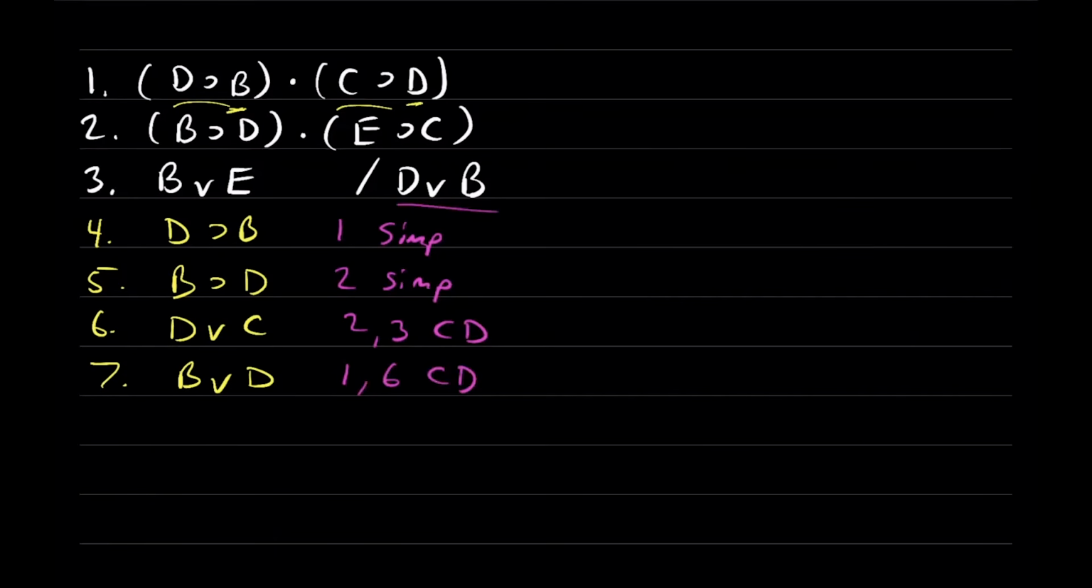Now we're close to getting the conclusion. We have B or D, but we need D or B. And obviously those are equivalent to each other, but we don't have that rule yet. So we're not done until we get exactly D or B on its own line. Let's go looking for how we might do that.